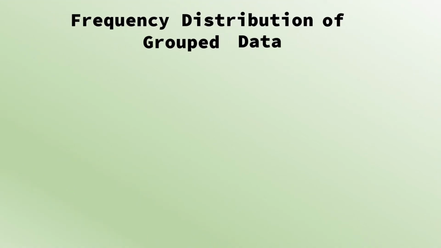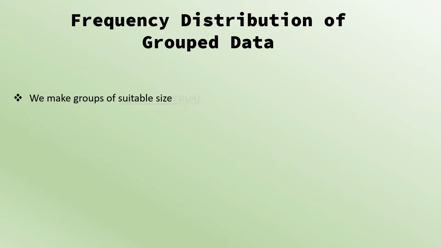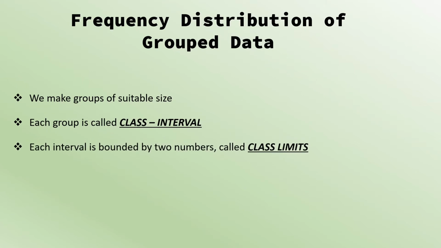After the ungrouped data or the raw data, we will now learn the frequency distribution of grouped data. As the name suggests, we make the groups in the given data. Now these groups are of various sizes that depends on the data available to us. So we make first groups of suitable size. Each group is called class interval. So actually we are defining the limits for every group.